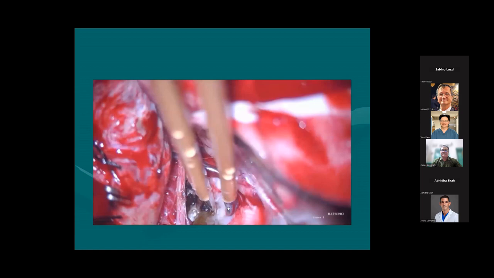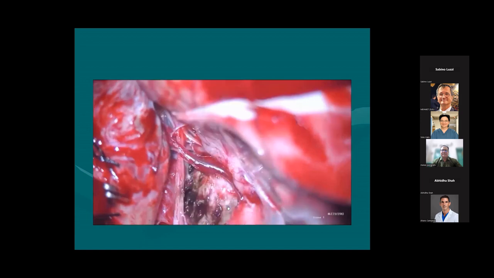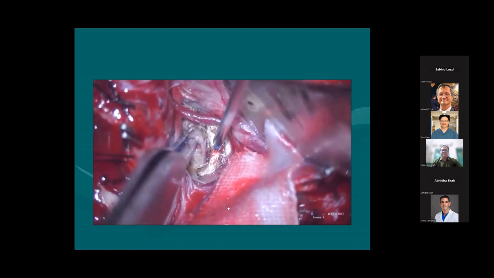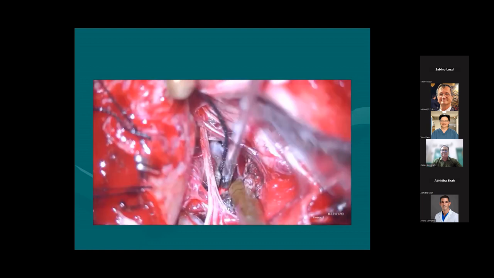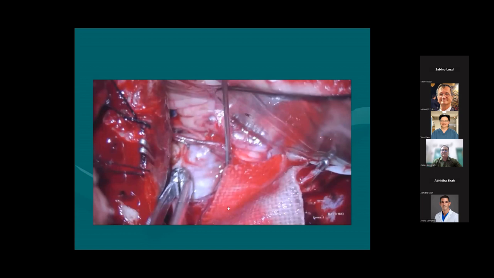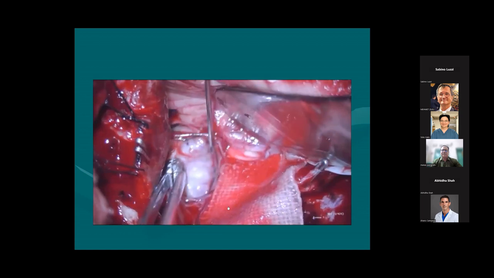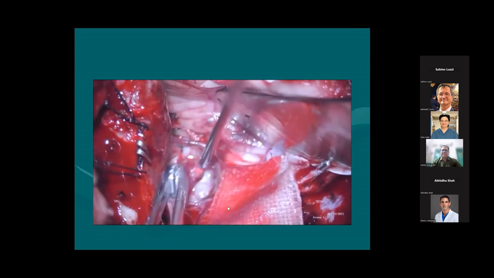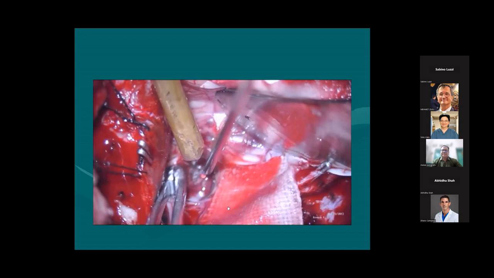After it was detached, internal decompression was done with the laser. The laser has a small footprint. It's easier to do hemostasis rather than using a bipolar. And then the tumor capsule was dissected from the brainstem. Intermittent decompression and dissection was done.